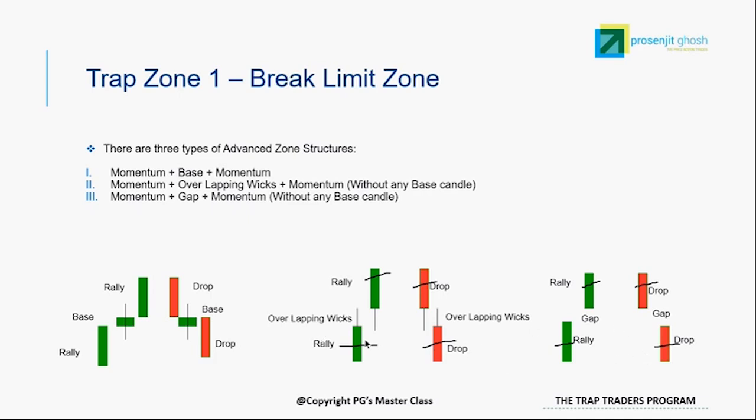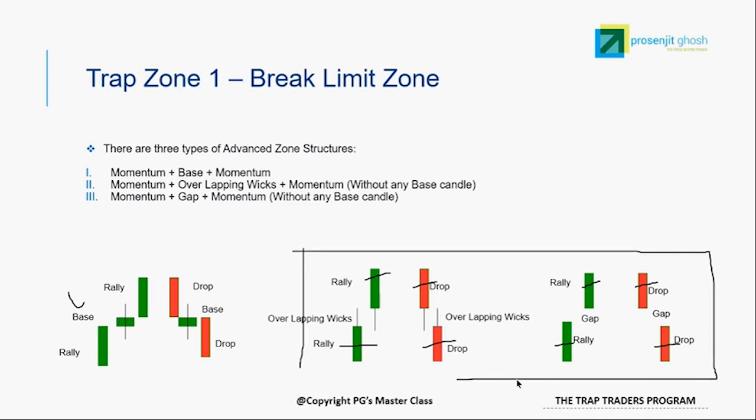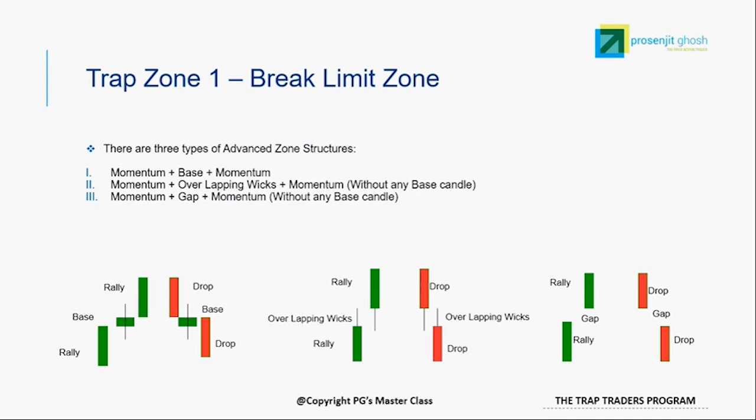Similarly, a base can have an upper wick, a lower wick, and there can be an overlapping wick. So these structures can also form with base candles as well, especially not this one. Maybe a base candle on one side and a momentum candle on the other side. That is also true with this structure. So don't get confused if you get such structures in the price chart. Now, the break limit zone contains all these three advanced zone structures. These are just one part of the break limit zone.